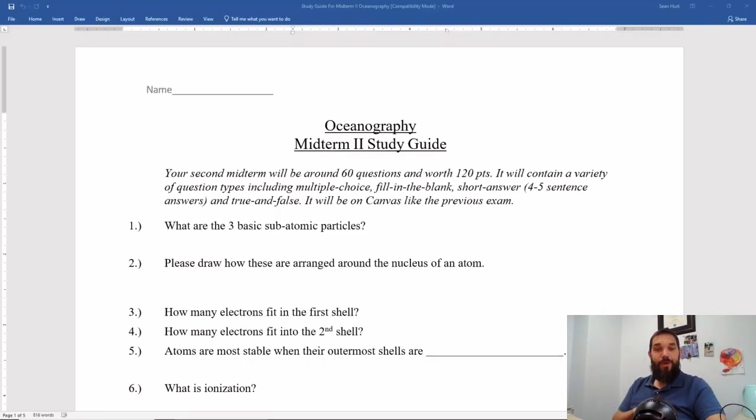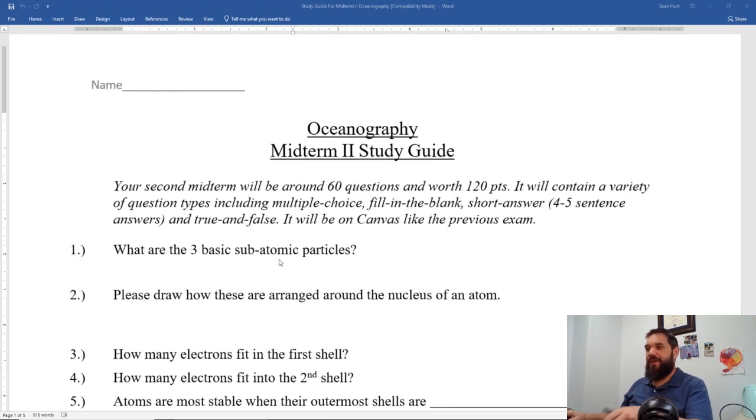Hello everybody. We are going to do our midterm 2 review here for oceanography, so hope you're ready. Hopefully we'll be able to get through this in less than an hour, that's what I hope. There's only 60 questions on here. I know that sounds like a lot, but it's a lot less than the last midterm review, so that's a good thing. We're going to go through these right now without any further ado, so bear with me.